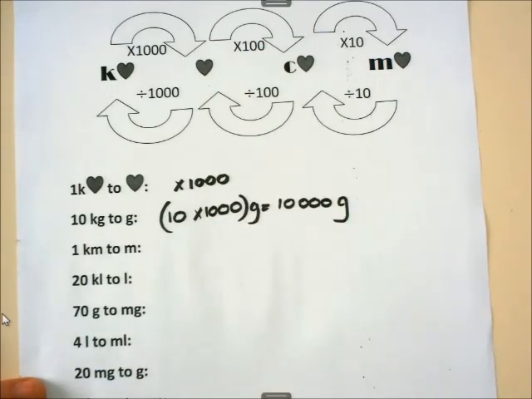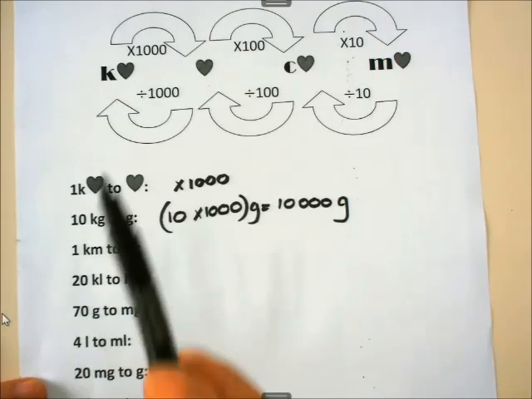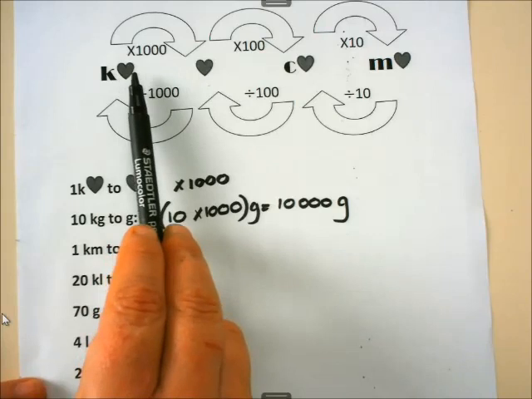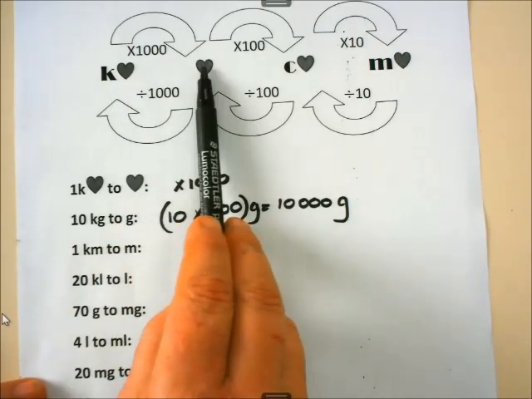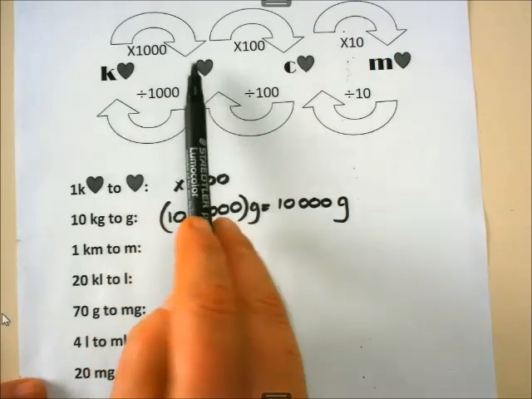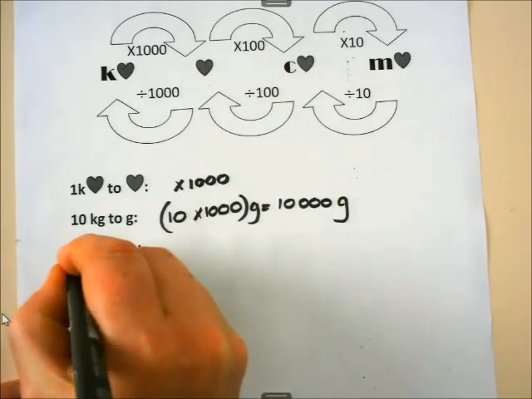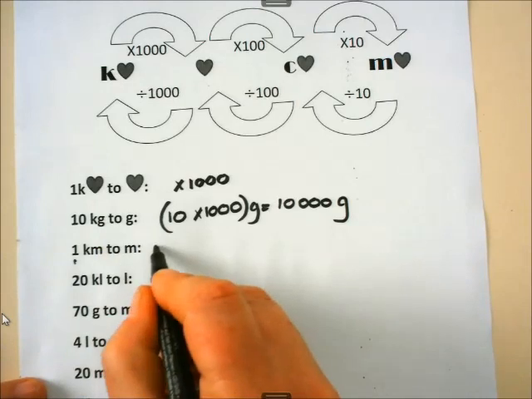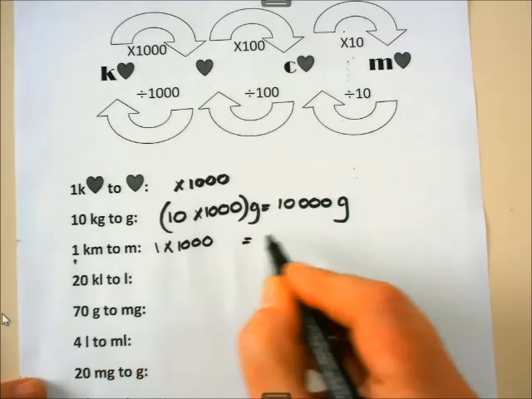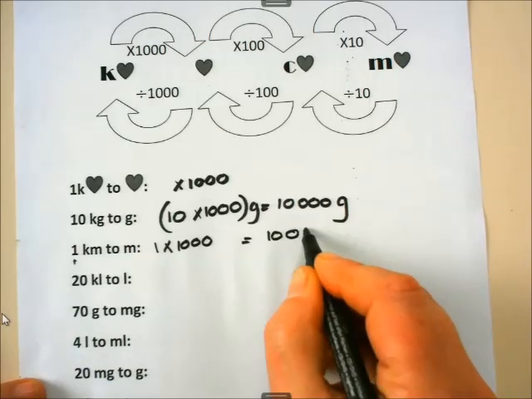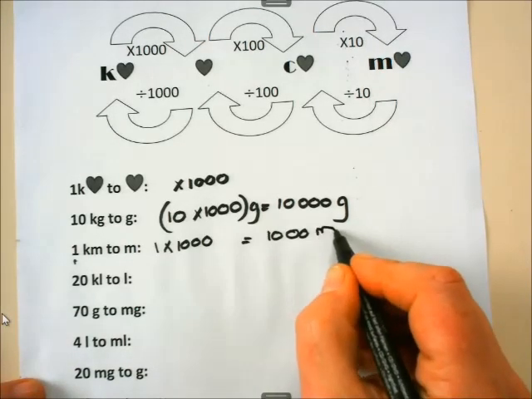If I am going to move from kilometer to meter, now the base unit is meter. In the place of the hertz, you can put a meter. I want to go from kilometer to meter. What must I do? I must multiply that 1 kilometer by 1,000. So that at the end of the day, 1 kilometer is 1,000 meter.